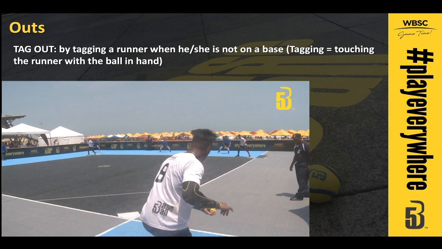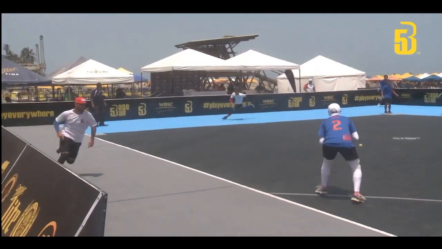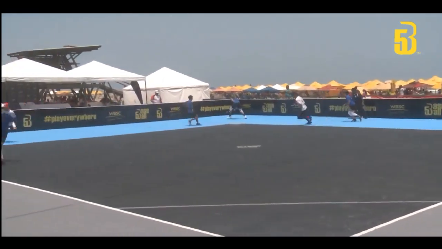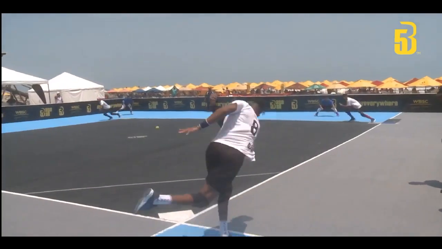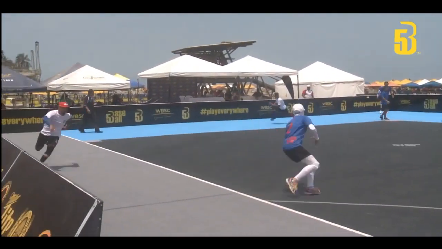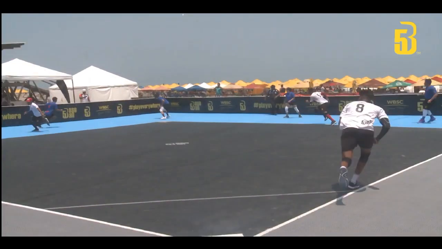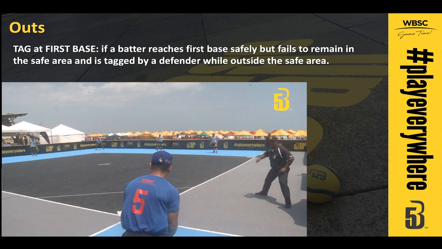A defensive player can also make an out by tagging a runner when he or she is not on a base. And we define tagging as touching the runner with the ball in hand. You'll see it very clearly on this example. We're going to have an out at home plate. There's the tag. And it's a really good defensive play by the blue team. It's a good hit. One bounce, then off the wall. But there's the throw and the tag out at home plate. We'll watch it 2 more times. The defender makes the tag and shows the ball to the official just so the official is sure that they still held on to it. Great play right there by that blue team.